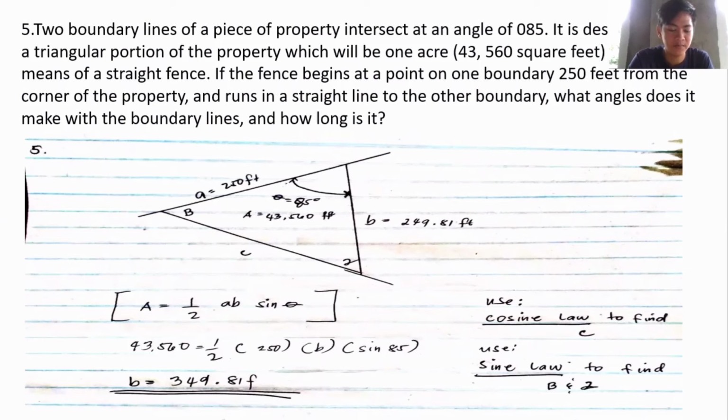Look at the figure of number 5. Using the figure, we desire to cut off a triangular portion given the angle theta and sides B and 250 feet. So we need to solve A equals 1 over 2 AB sine theta. Use the cosine law to find C and the sine law to find B and lambda. 43,560 equals 1 over 2 times 250 times B times sine 85. B is equal to 349.81 feet.